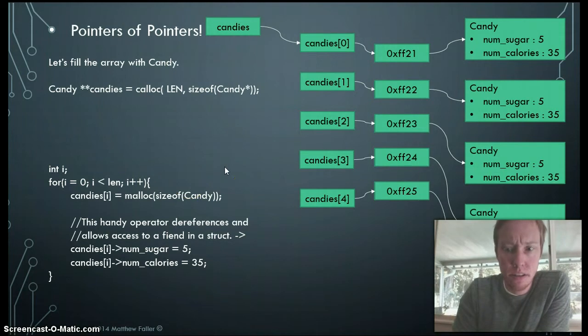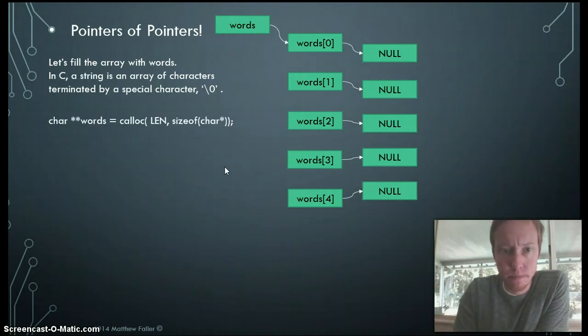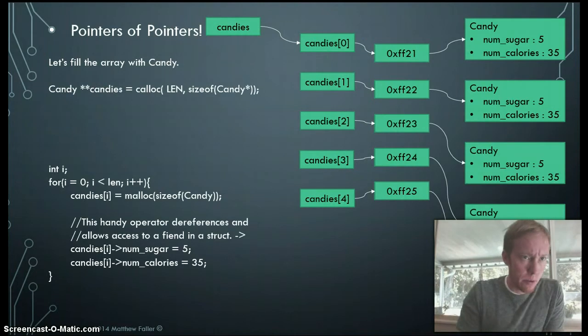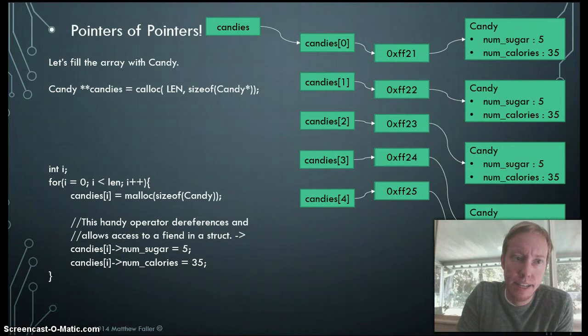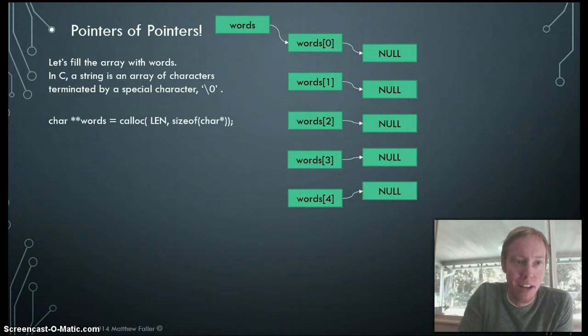All right, so let's continue onward. So now from our previous example, we went through and we filled an array with structures, which was candy. So now let's make an array of arrays.